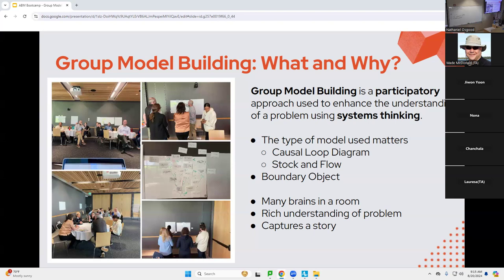And it captures a story. I was in a seminar once. It was a very small group seminar, and they had brought in an Indigenous teacher, and I really connected with what they had said. So I like to share it at the start of whenever I talk about group modeling, as a really good reason for why we do this.